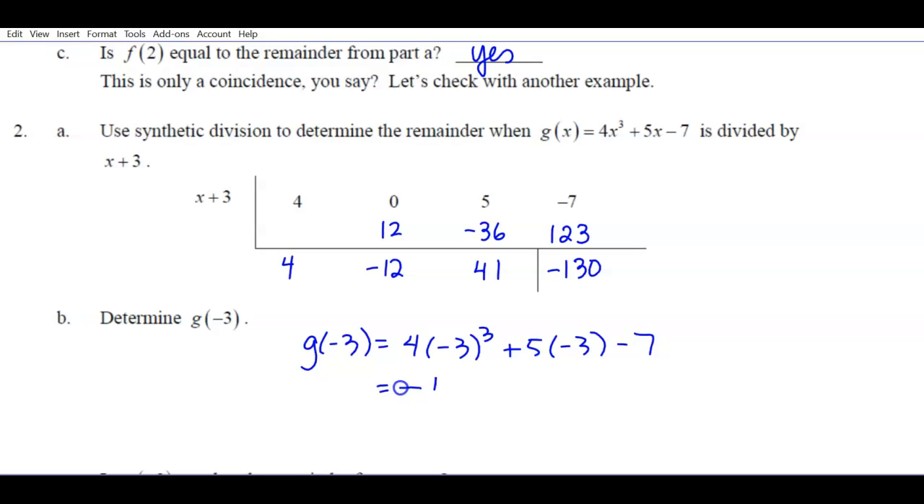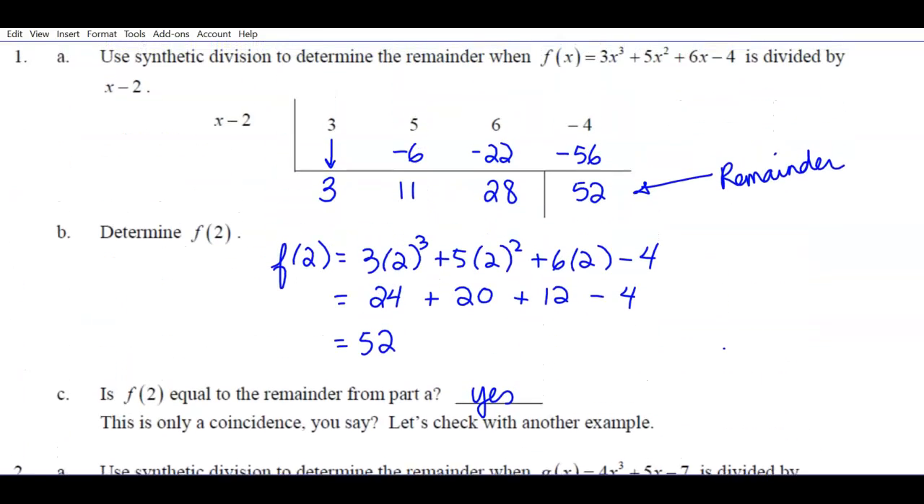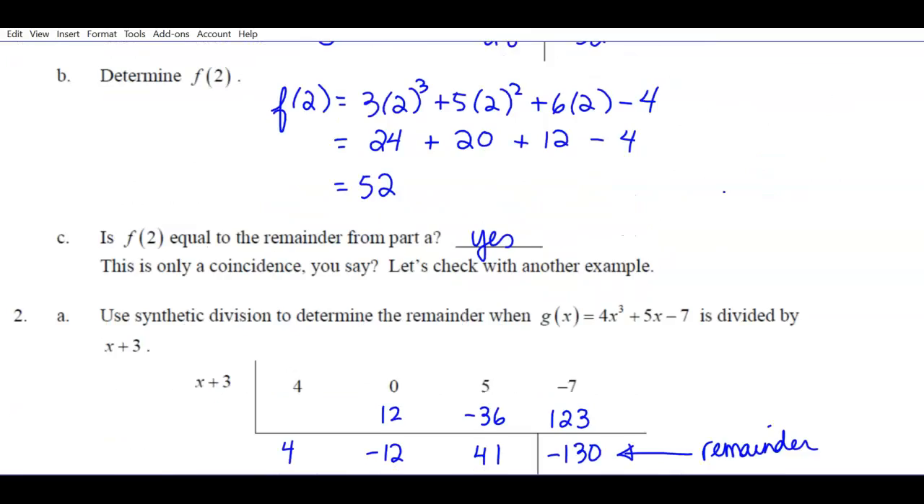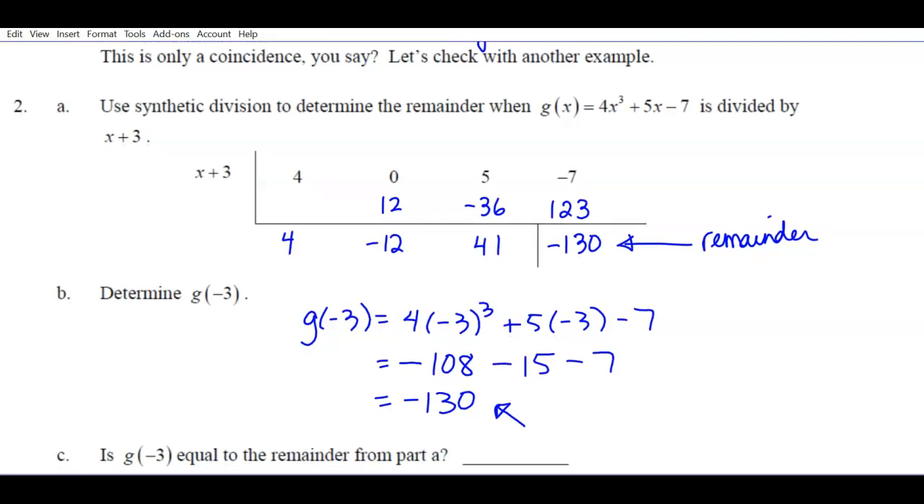Negative 8 minus 15 minus 7. So this was the remainder in your synthetic division, and that's the value that we got when we substituted negative 3 in. In both of these, we told you what to substitute in. In B, you have to substitute in 2, and we got the remainder for when you divided by x minus 2. This one, we told you to substitute negative 3, and we got the same value as the remainder when we divided by x plus 3.